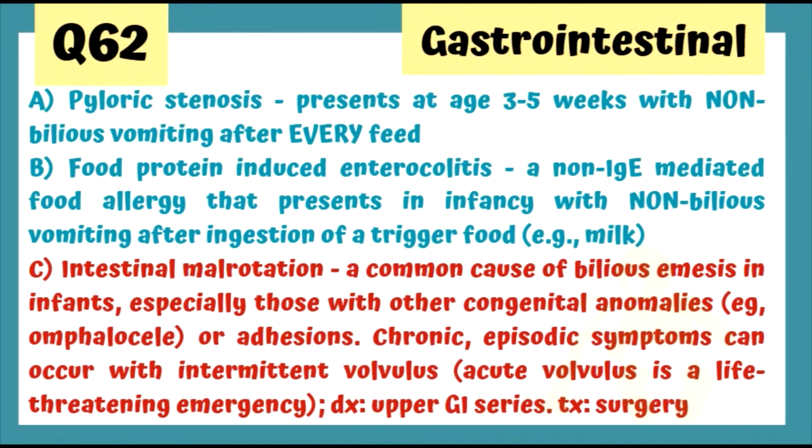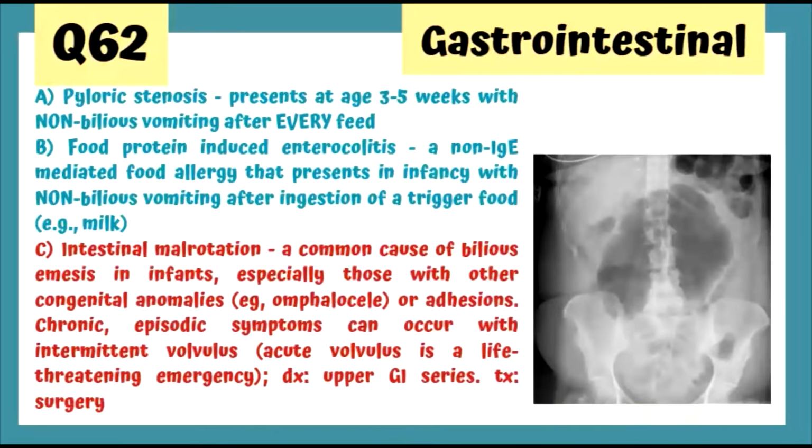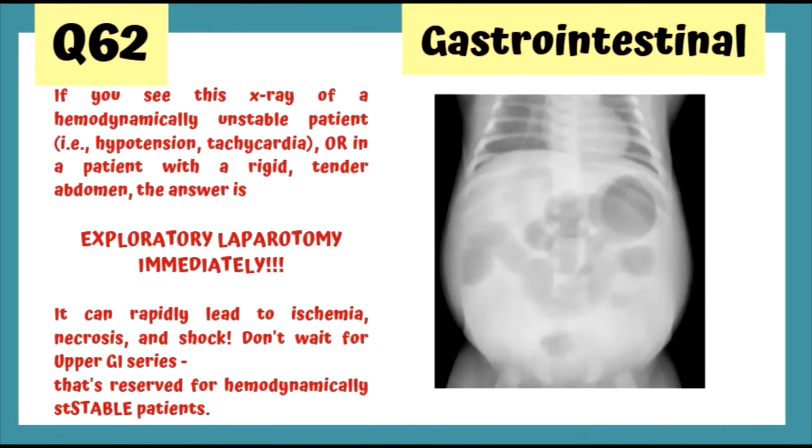Pyloric stenosis and food protein-induced enterocolitis cause non-bilious vomiting, as opposed to intestinal malrotation that will lead to bilious vomiting. All right. And we just have a picture of the intestinal malrotation. If you see this x-ray in a patient who's hemodynamically unstable, just get to surgery right away. This is a huge emergency. Laparotomy you have to do right away.